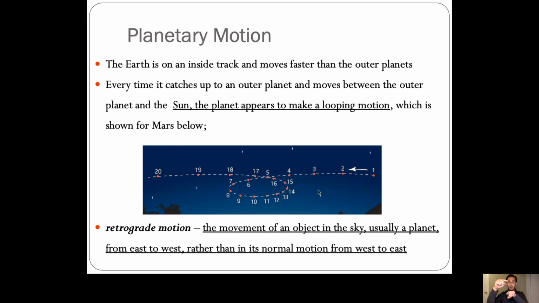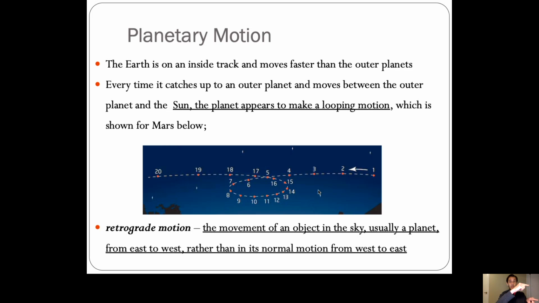So that's like saying this is Earth, okay? And this is Mars. So they're orbiting. Earth catches up to Mars and passes Mars, okay?